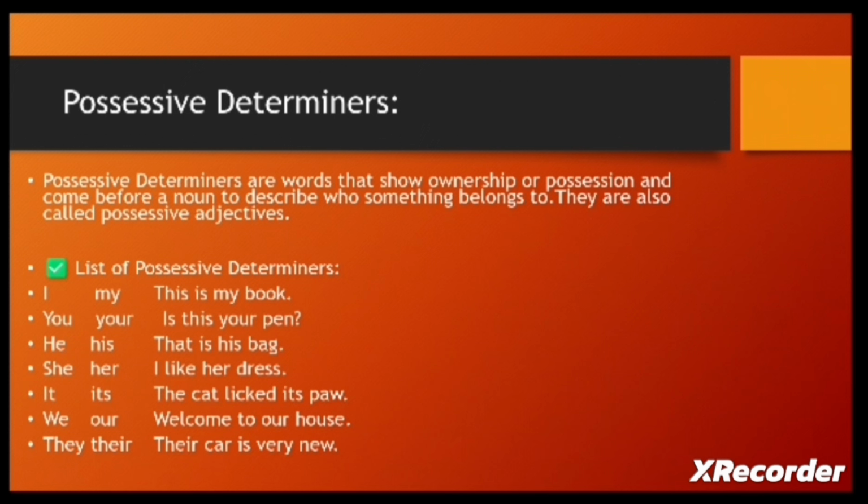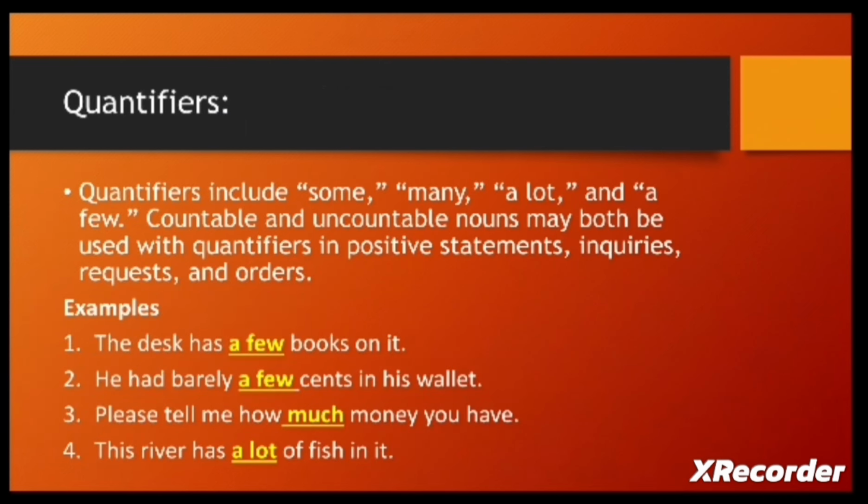See the example first, I and my. Both are words, but the suitable word is my here. This is my book. It can't be this is I book. So the rest of the examples you can read here. This is your pen. It can't be this is you pen. That is his bag. I like her dress. It can't be I like she dress. The cat licked its paw. Welcome to our house. Their car is very new. So these are some examples of possessive determiners. Let's go to the next one.